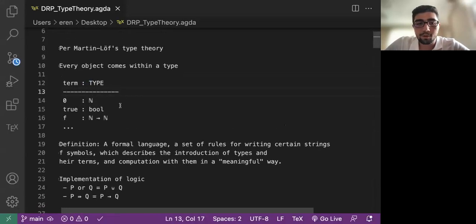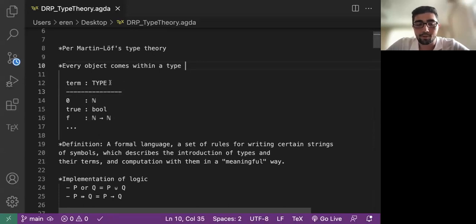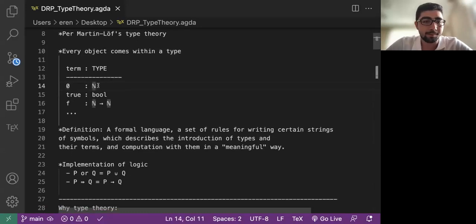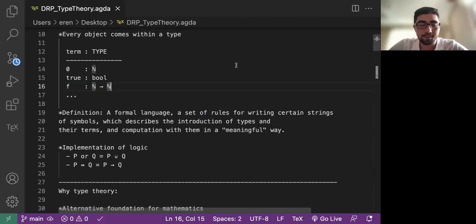And we cannot talk about elements in isolation in type theory. We have to specify what the term's type is. Let's give some examples here. 0 is a term of type natural numbers, true is a term of type Boolean, and f is a term of functions from natural numbers to natural numbers.